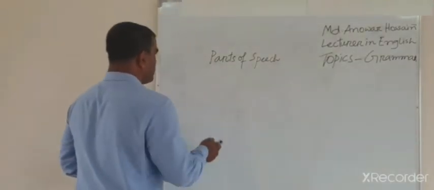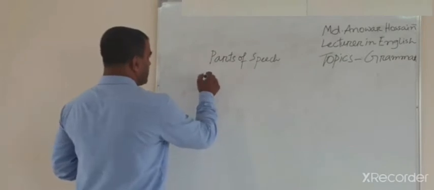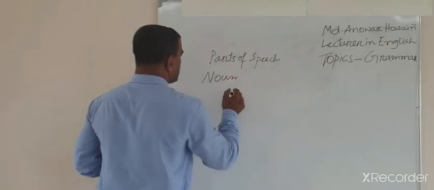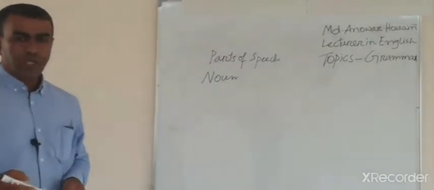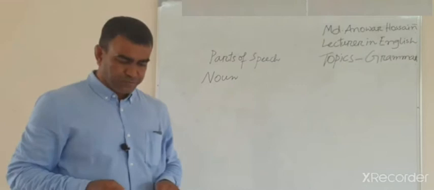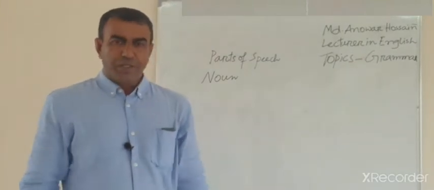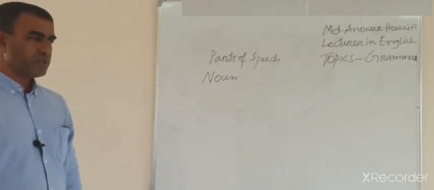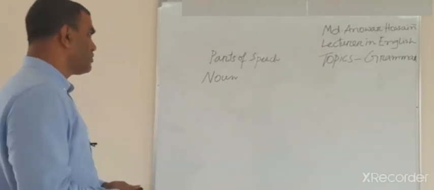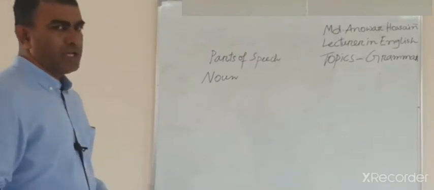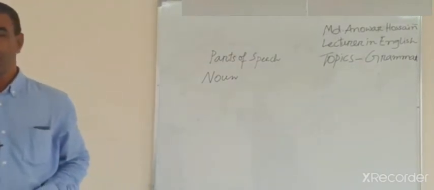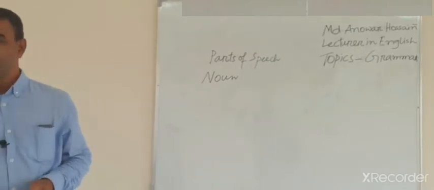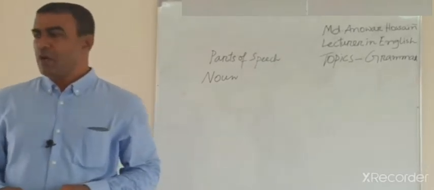First of all comes the noun. Now we have to know what a noun is. Noun is the name of anything. Any kind of name is called a noun, and this noun may be used as a subject or an object in a language. It's the name of a person, a thing, an idea, or a quality.